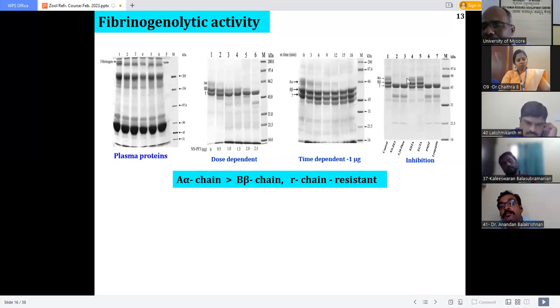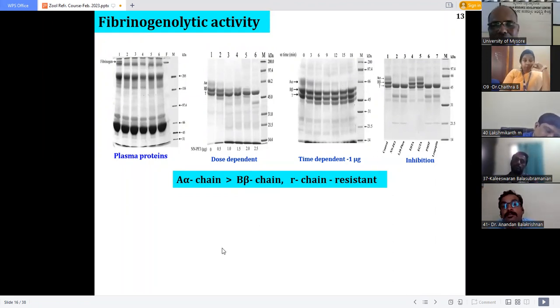Here you can see EDTA is completely inhibiting the activity. So it is as good as the control. EGTA is also inhibiting, and PMSF is not inhibiting. PMSF, phenyl methyl sulfonyl fluoride, is a serine protease inhibitor. Even leupeptin, which is again an inhibitor for cysteine and serine protease, is not inhibiting this. And these are the molecular weight markers.